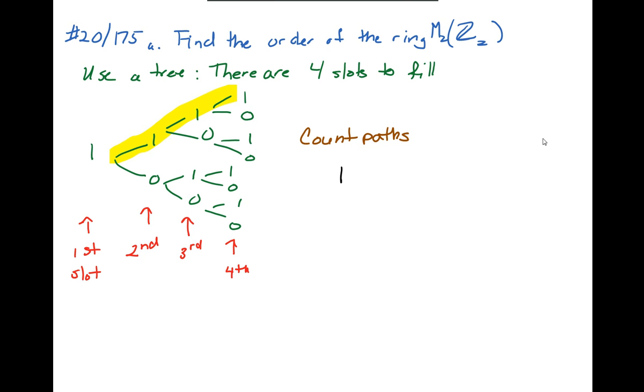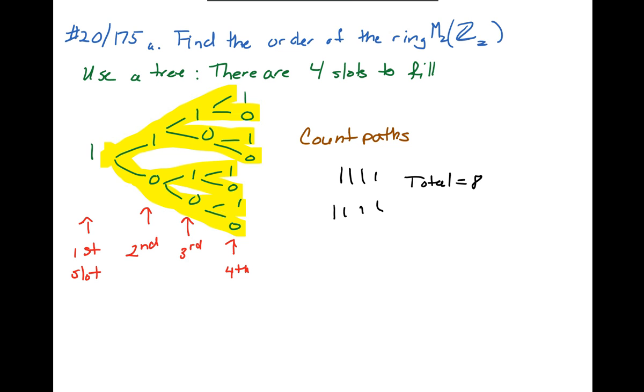So the first path would be a matrix filled with all 1s. Second path would be a matrix filled with all 1s and a 0 at the end, and so forth. So we get 3, 4, and then I'm going to start over because I have a symmetric set of paths here. 1, 2, 3, 4. So there's a total of 8 paths.